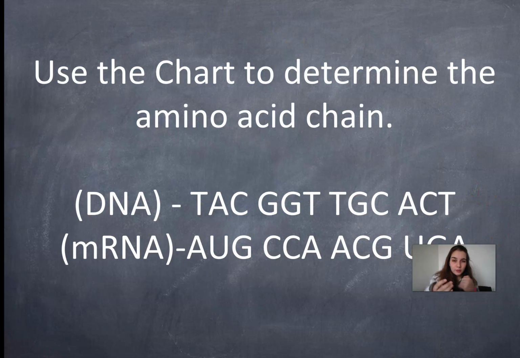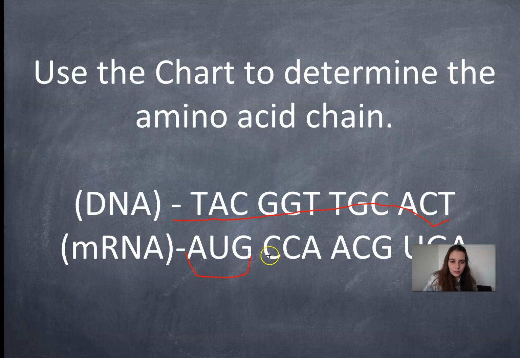So now our goal is going to be to use the codon chart to determine an actual whole amino acid chain. We just did it with one amino acid before. Now we're going to build a whole chain of amino acids that will eventually become a protein. So we have the DNA here. It's this right up here. And it's already been translated into RNA for you.